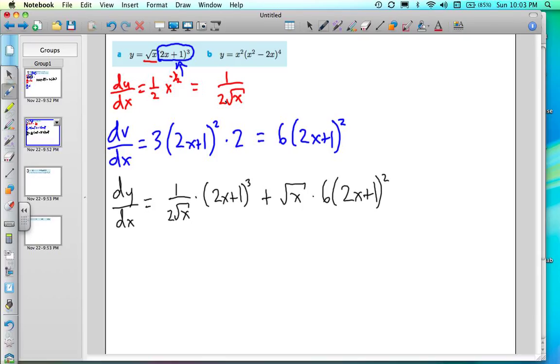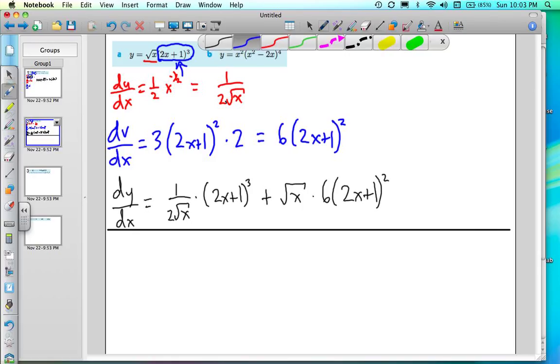Okay, so B, if we were going to do B now. So, let's draw a line here. You'll see that there are two functions being multiplied to each other. Let's go through and highlight them. x squared times this in parentheses, x squared minus 2x raised to the fourth power. You might recognize that's the chain rule again.